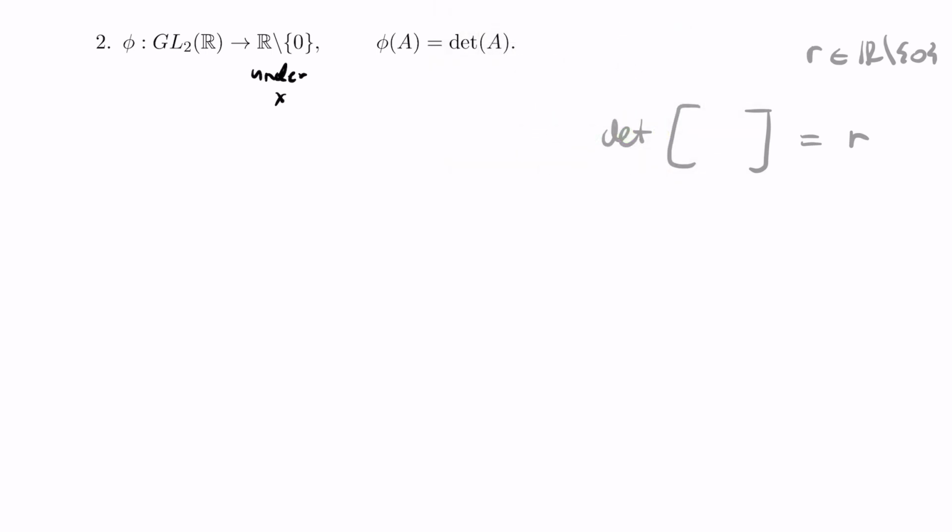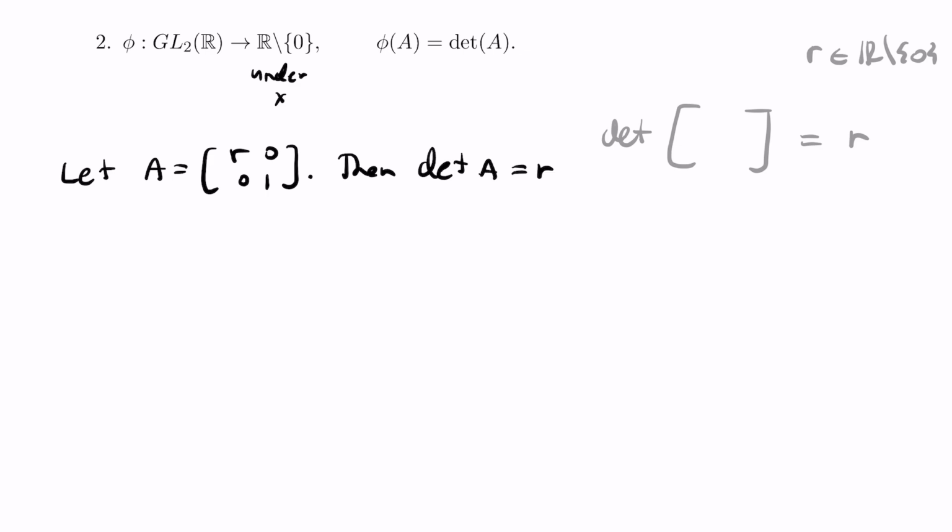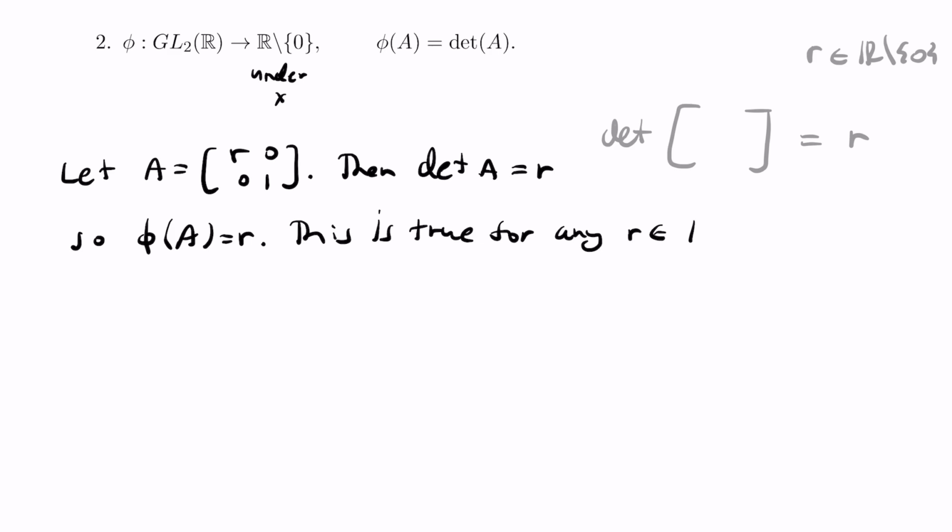Well, there are lots of choices for what you can pick for that matrix, and I'll just pick one. We'll let A be the matrix [R, 0; 0, 1]. Then the determinant of A is R. It's the product of the diagonal entries. So phi of A is R. This is true for any R in the non-zero reals. So phi is actually onto.